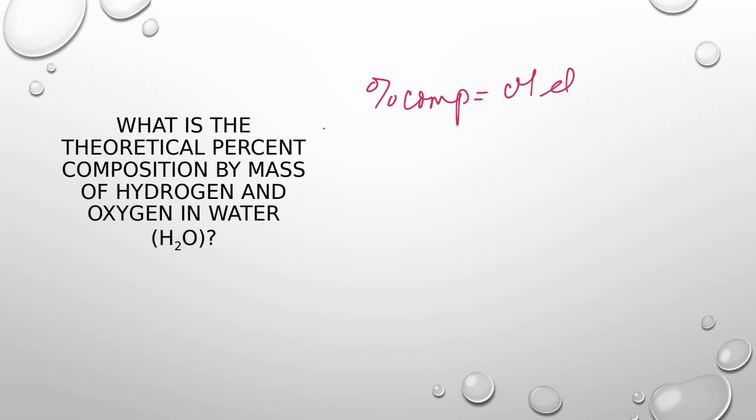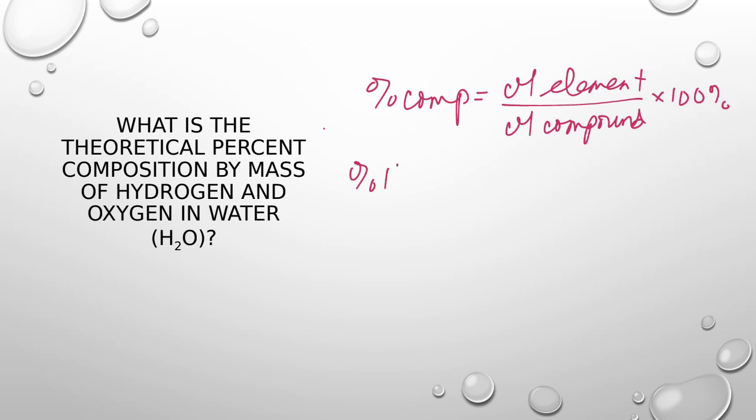So I'm going to just write that in, symbol in for molar mass instead. So molar mass of the element divided by molar mass of the compound. There's a direct relationship between molar masses and actual masses. And then we're going to multiply by 100. You don't need to rewrite this every time. Now we're going to sub in for each element.